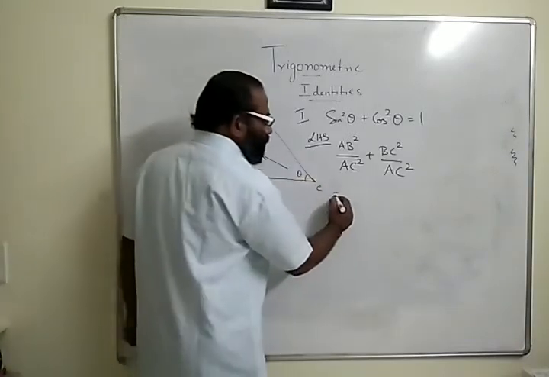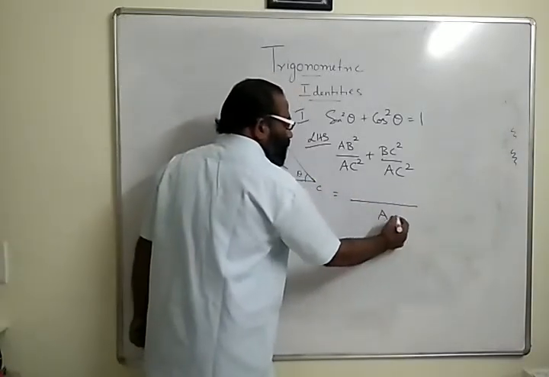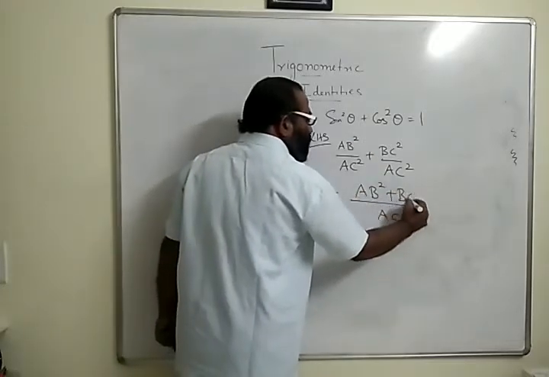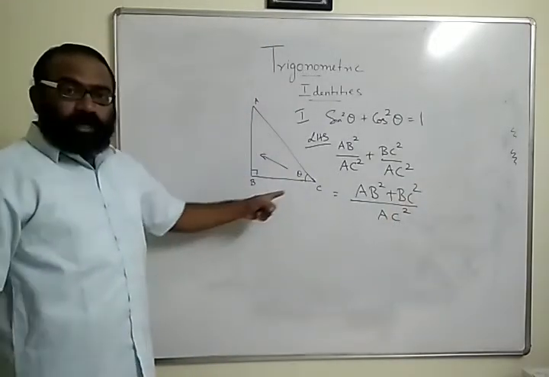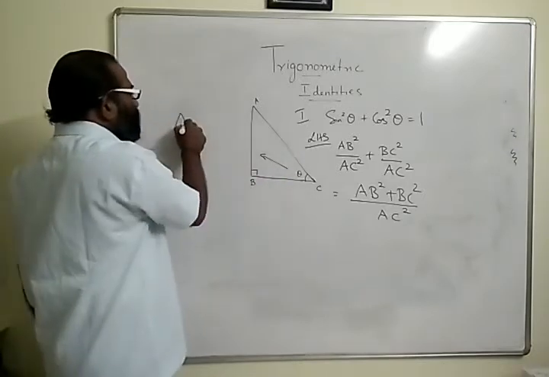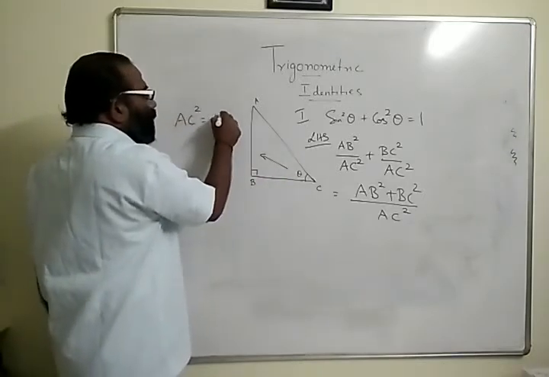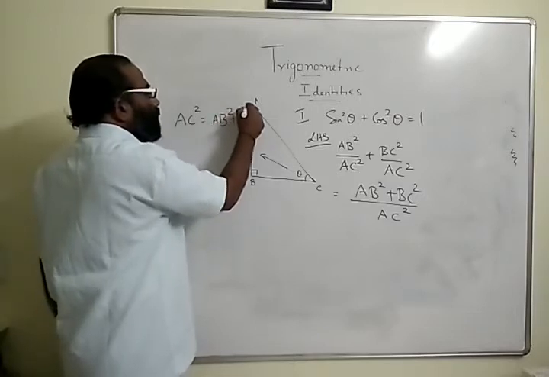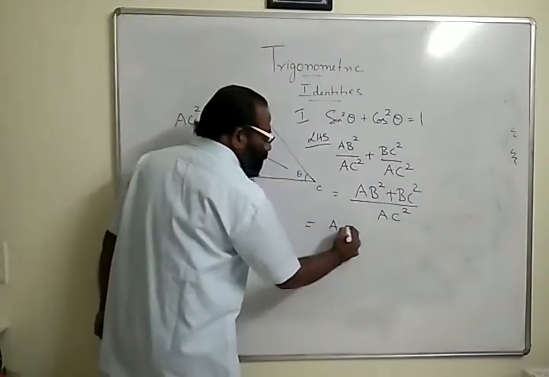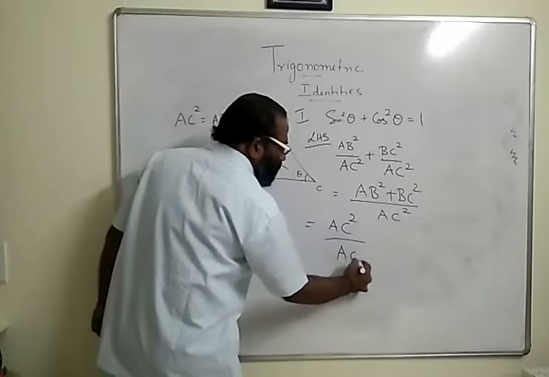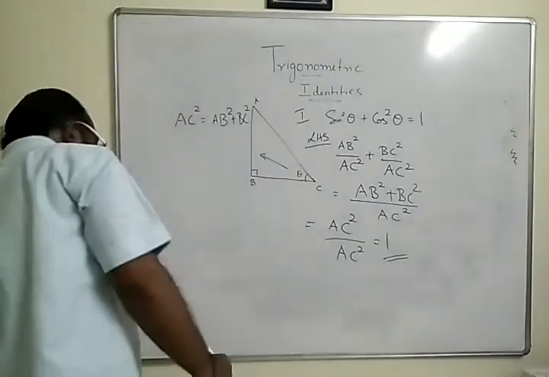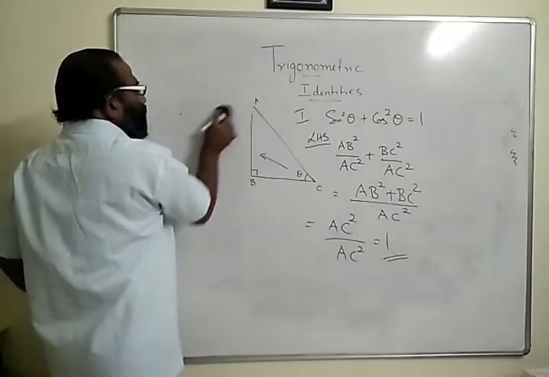So now the denominator is the same, AC squared, and the numerator is AB square plus BC square. We know this is a right angle triangle, and we know the Pythagoras theorem, according to which hypotenuse square, that is AC square, equals AB square plus BC square. So substituting that, we have AC squared by AC square, which is equal to 1. So we got the right hand side. So we have a clear understanding of how this has come about.